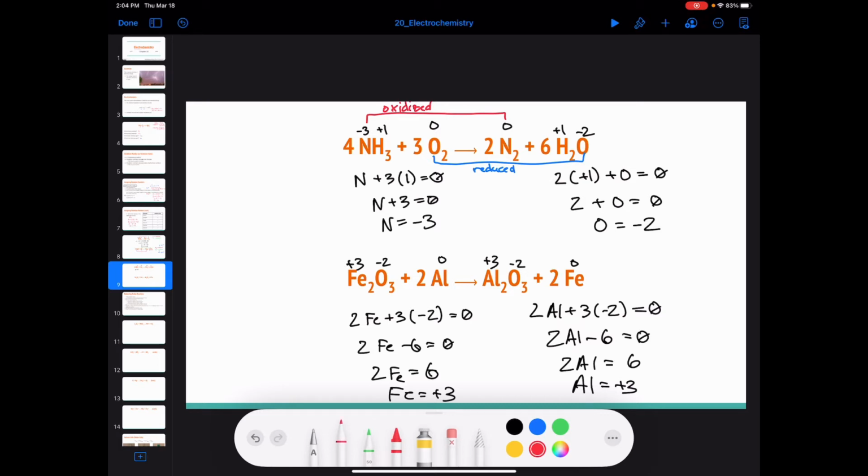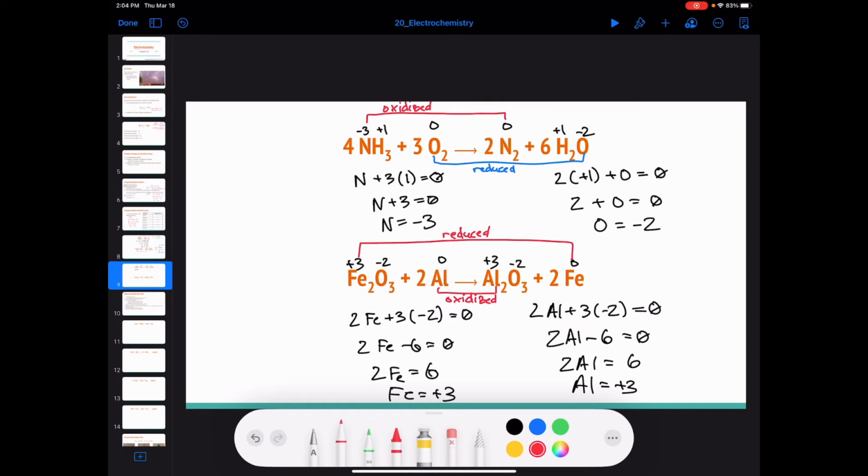Okay, so we can see that the iron went from +3 down to 0. So in that case, it's actually being reduced, right? Because it's lowering its oxidation state. Aluminum, on the other hand, went from a 0 up to a +3, so it is being oxidized. Or in other words, aluminum is the reducing agent, iron is the oxidizing agent.